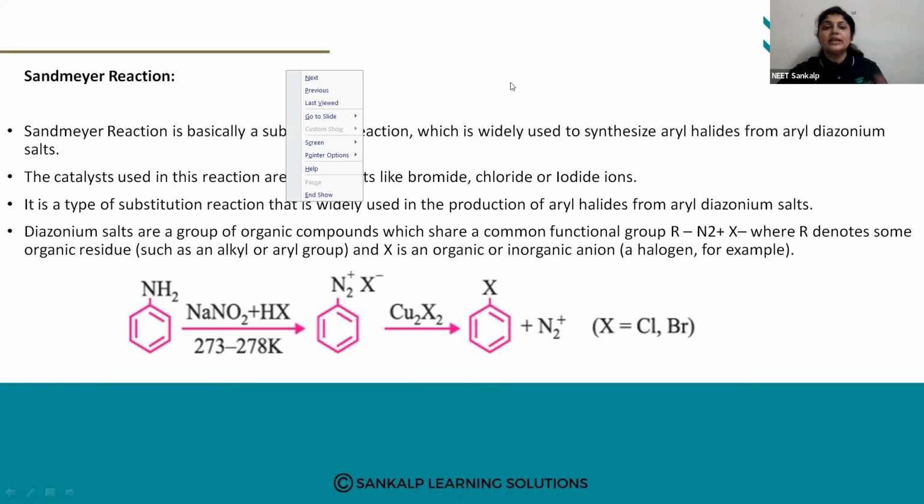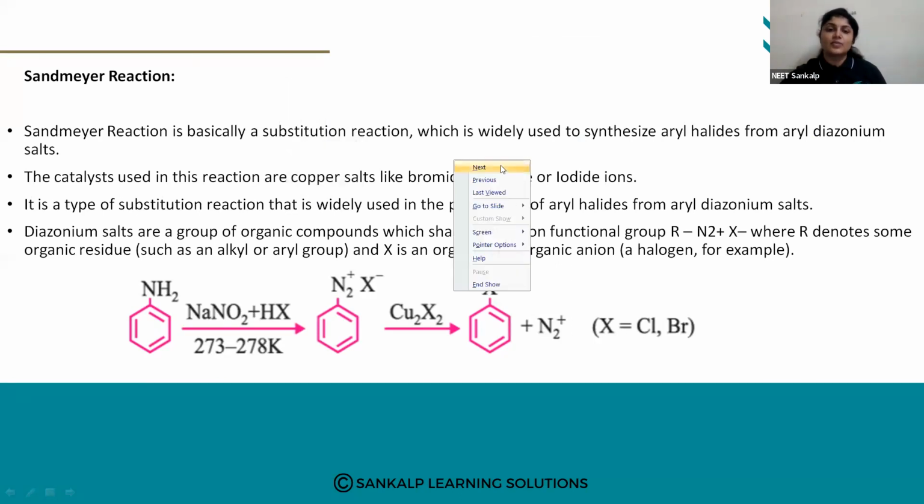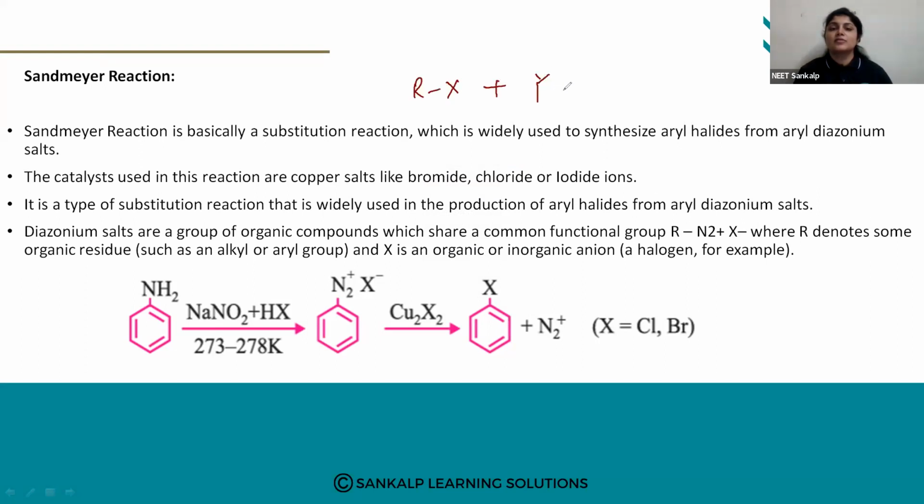Next we'll go with name reactions for haloarenes. You know what haloarenes are now. So next we'll see the methods of preparation for haloarenes. The first is Sandmeyer's reaction. Sandmeyer's reaction is basically a substitution reaction. What do you mean by substitution reaction?